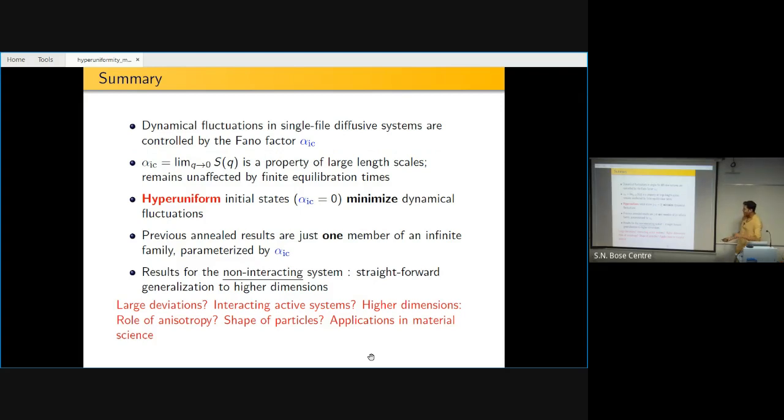Then you would like to go to higher dimensions and study what happens when you introduce shape to the particles. Because if you have rod-like particles, a lot of interesting things can happen. As well as, I mean, this is a much later future, we would like to understand what kind of applications these single file systems, or these theoretical problems, have in material science.